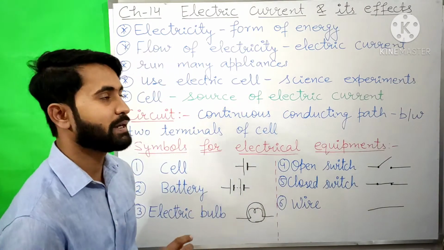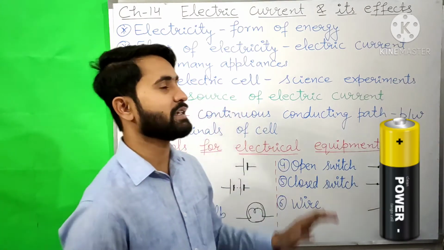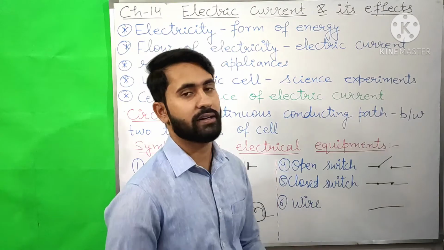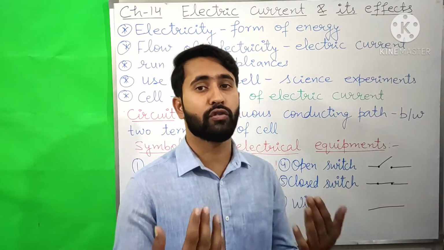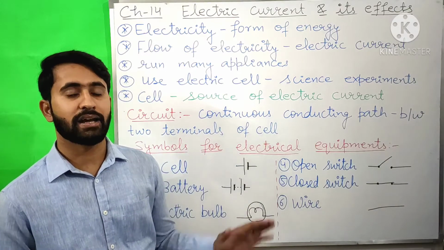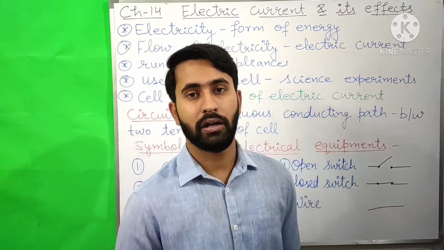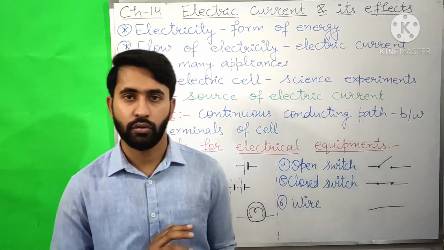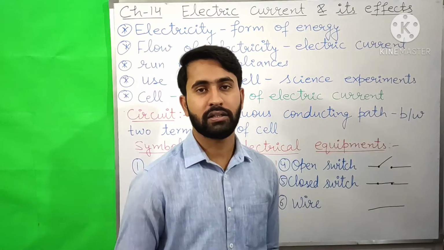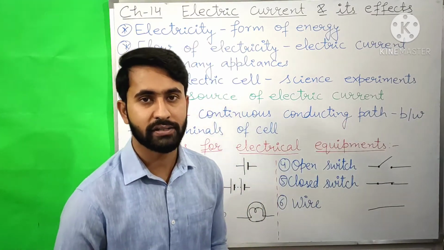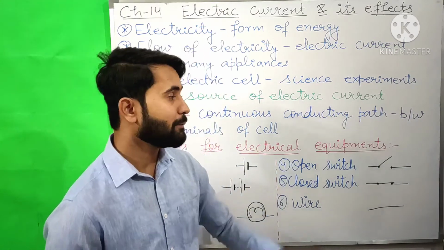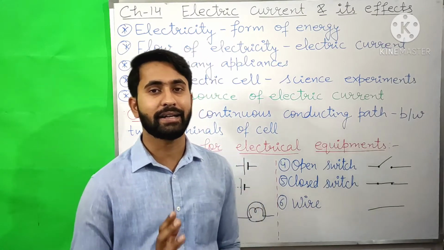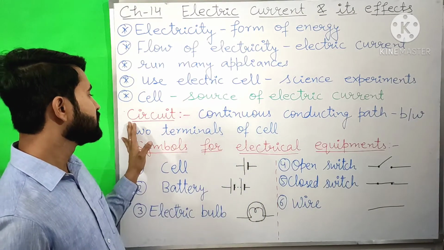Now for science experiments we can use electric cells. A cell or a battery is a source of electric current, but this current cannot flow on its own. It needs a conducting material like a bulb, switches, connecting wires, etc., through which electric current can flow. A continuous conducting path made up of conducting wires, switches, bulbs, etc., between the two terminals of a cell or a battery through which an electric current can pass is known as a circuit.